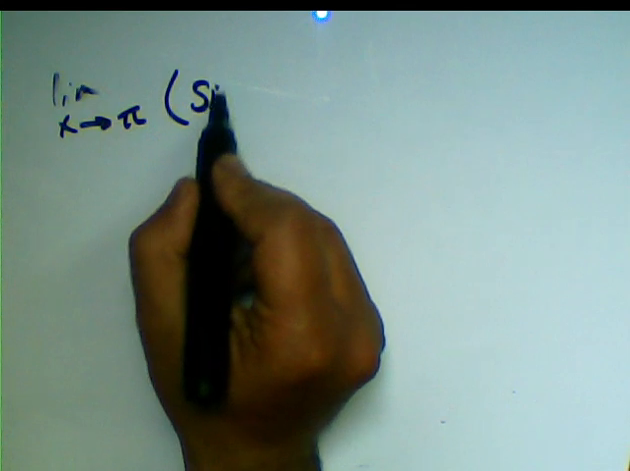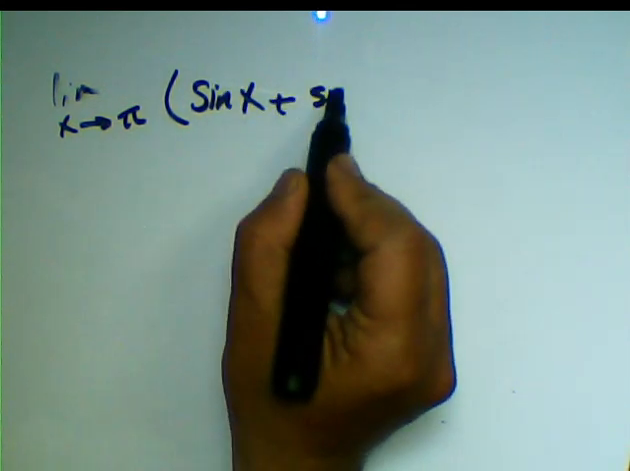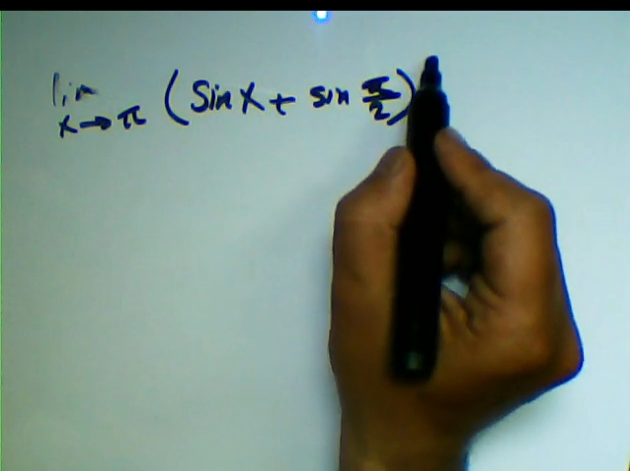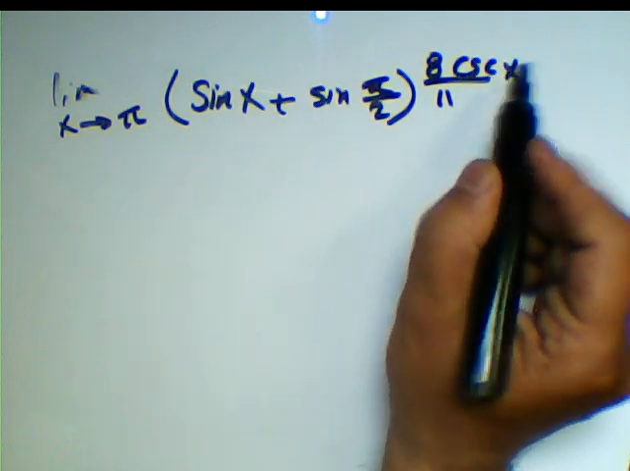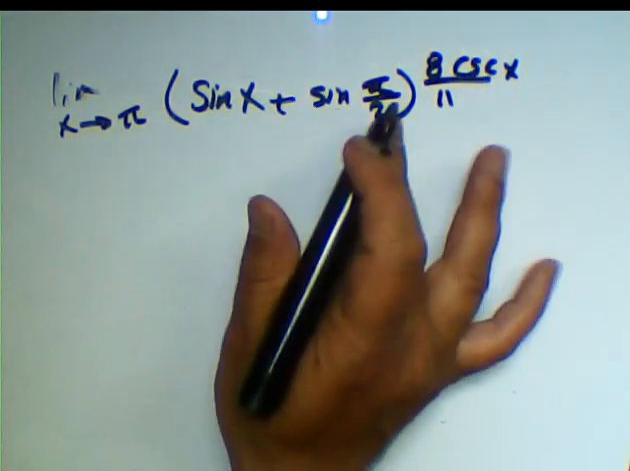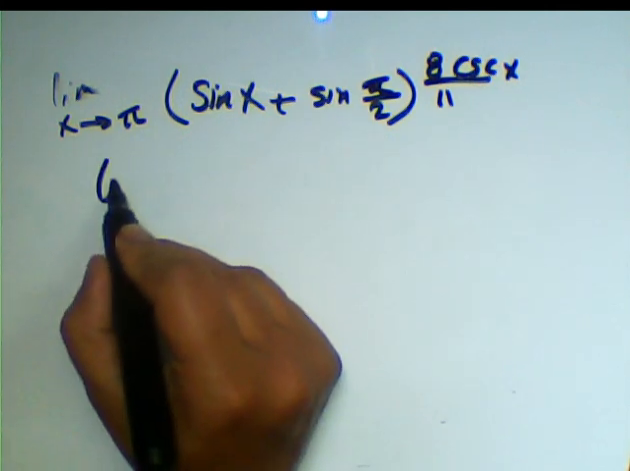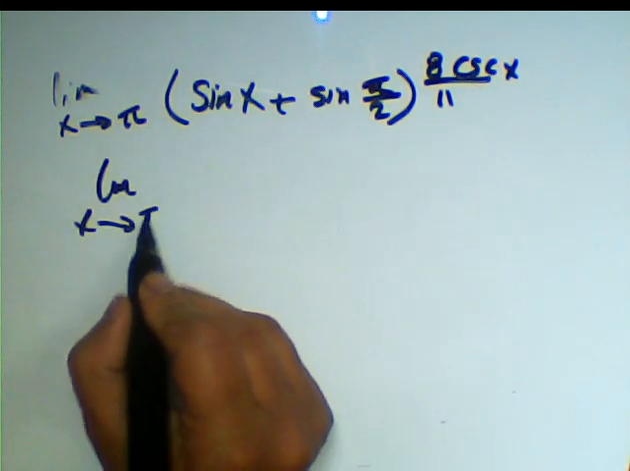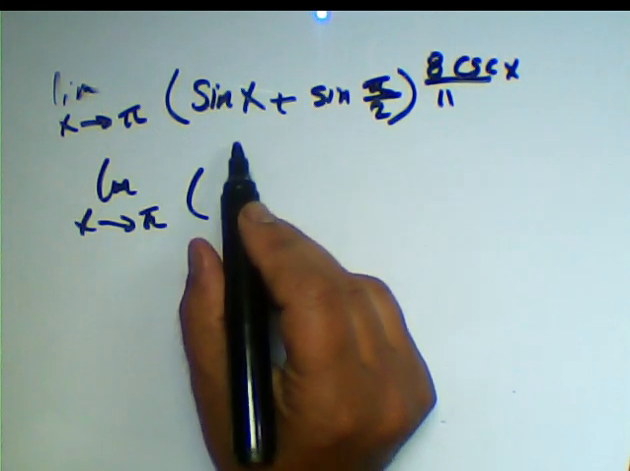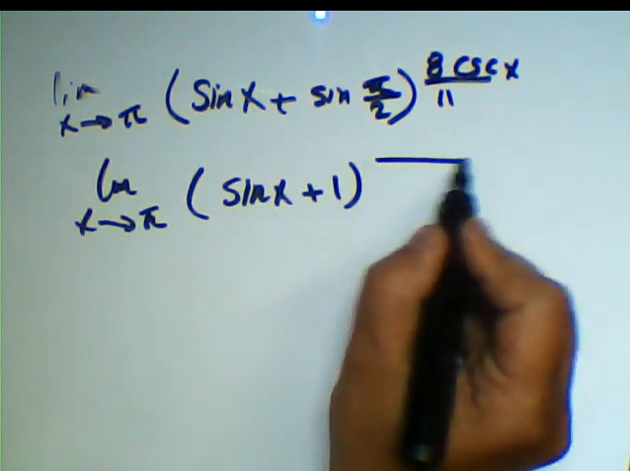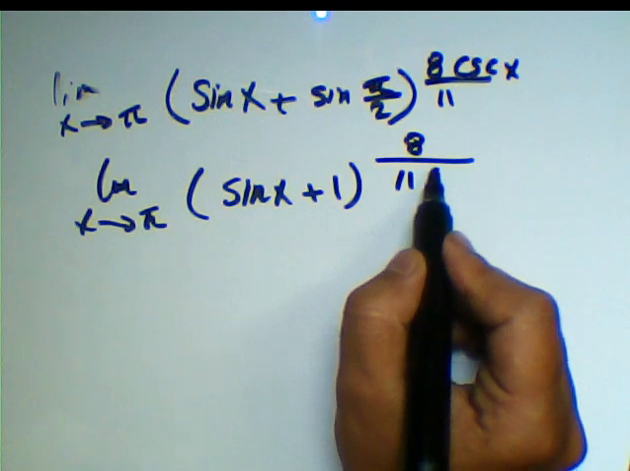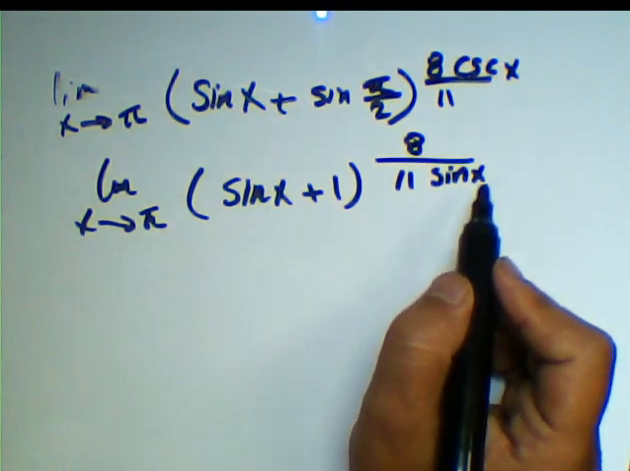Limit when x approximates to pi of the function sine x plus sine pi over 2 all power 8 over 11 cosec x. You know cosec is the inverse of sine, and sine pi over 2, sine 90, equals 1. Then you can write the limit as x approximates to pi of this function: sine x plus 1 all power 8 over 11 multiplication sine x.